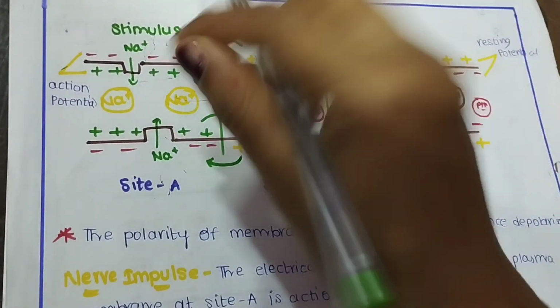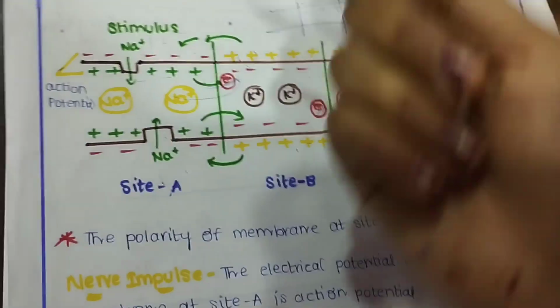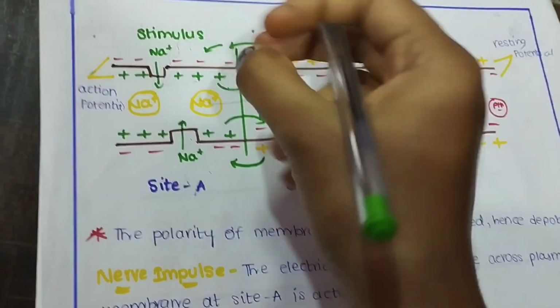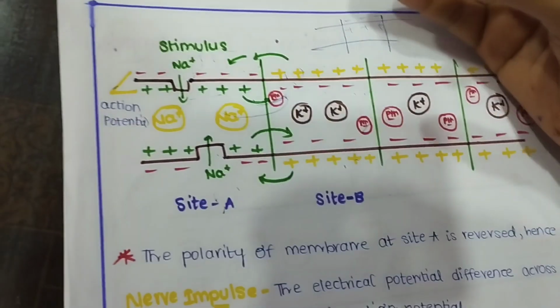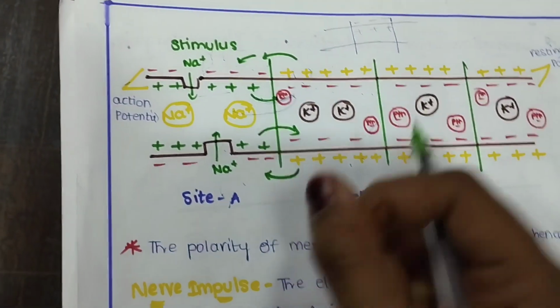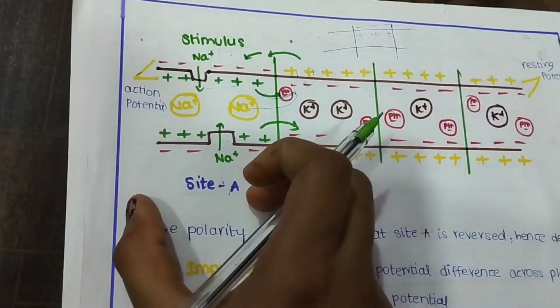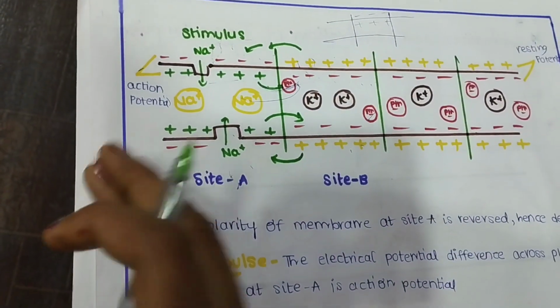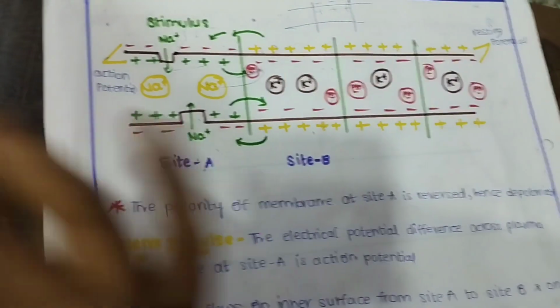So whatever K plus ions are present in the axoplasm at site A will be transferred outwards to maintain the positive charge outside. That is the resting membrane situation. Whatever positive charge is present inside is exported outward, so more positive charge will be developed outside and negative charge will be present inside. It will be the same as the resting membrane. This site A becomes once more responsive to further stimulation, and this process continues at every impulse.